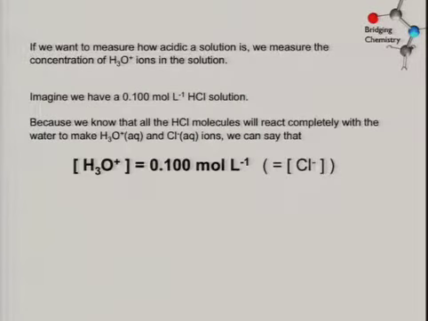And so this is the sort of thing we'll give you. We'll say, let's imagine we have a 0.100 moles per litre solution of HCl. Now we will say that all the time at you. And what we need you to remember is that even though we say it's a solution of HCl, in fact there's no HCl molecules in there. Like we've just been saying. Because the HCl molecules will all react completely with the water to make H3O plus and Cl minus ions.